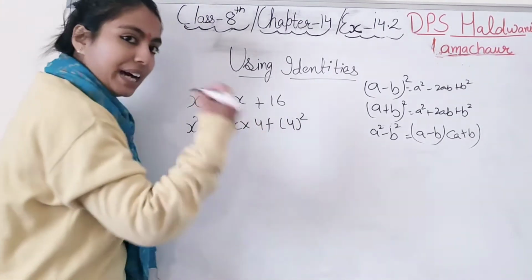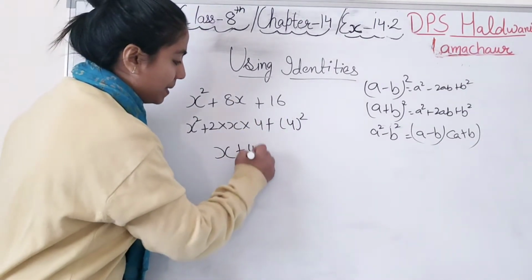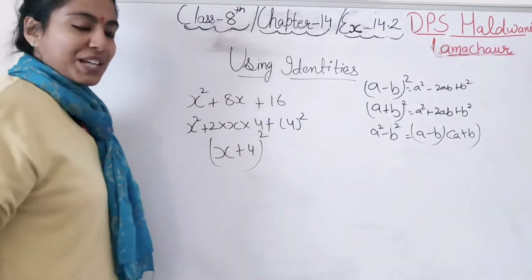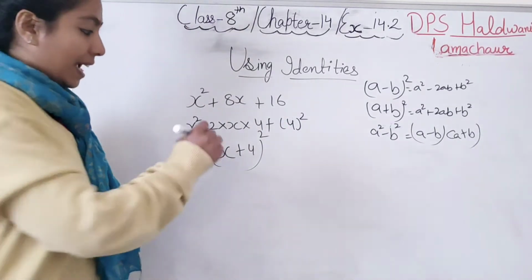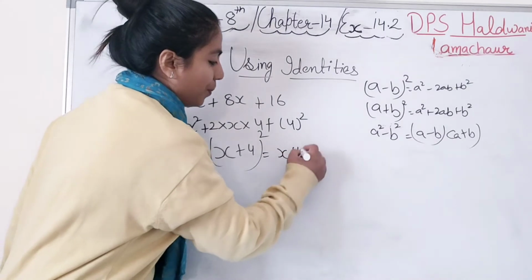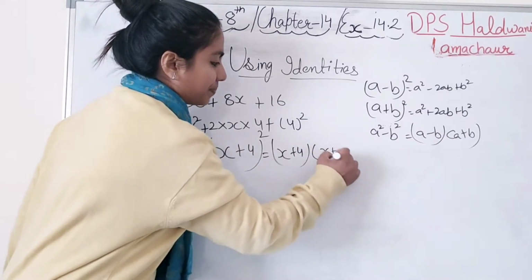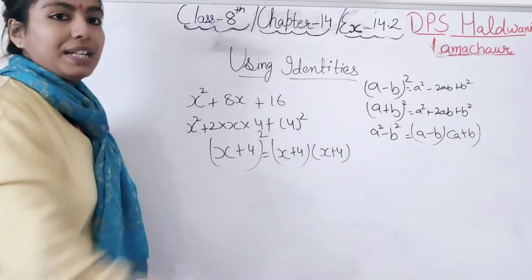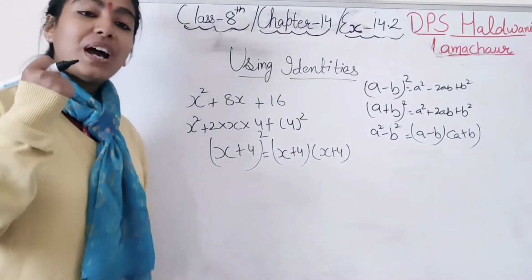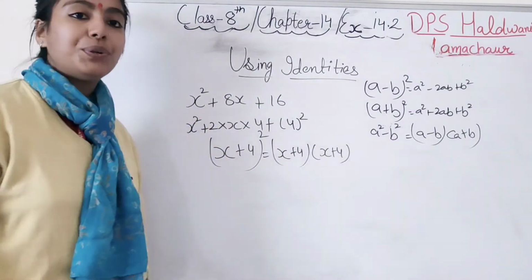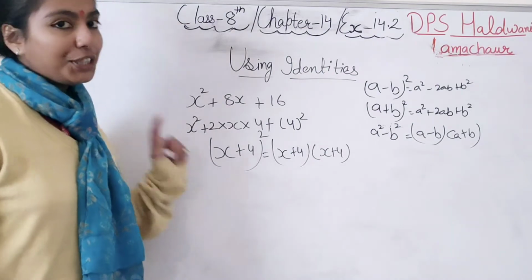So directly you can write (a plus b) whole square. These are the factors for this, and you can open it as (x plus 4) and (x plus 4). So these are the factors for this term. Students, you have to check whether the given term is forming the identity or not.